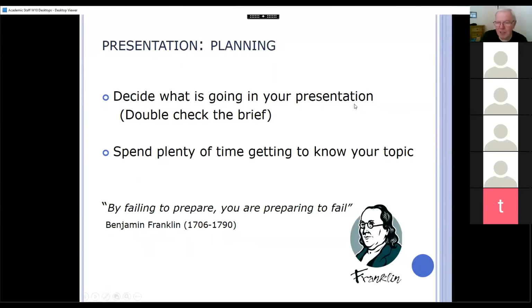Decide what's going to be in your presentation. As we say, double check the brief. And spend plenty of time getting to know your topic. Okay, honestly, if you've been asked to do a presentation in the past, how much time do you actually normally spend putting it together? At least like 2 weeks or something like that. Like, it's supposed to be 2 weeks, but how much is that normally? Usually like 3 days. I'll be honest with you, Chloe, you're actually being ambitious with 2 days.